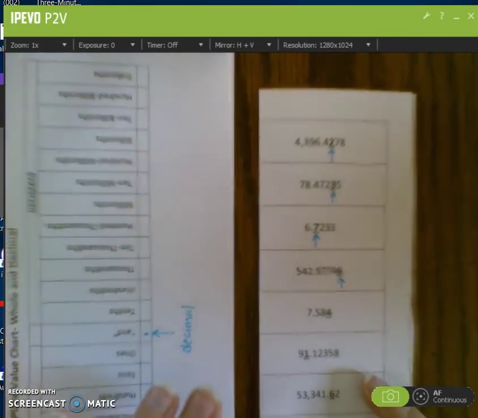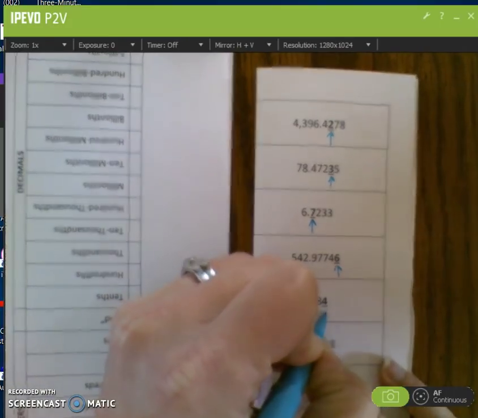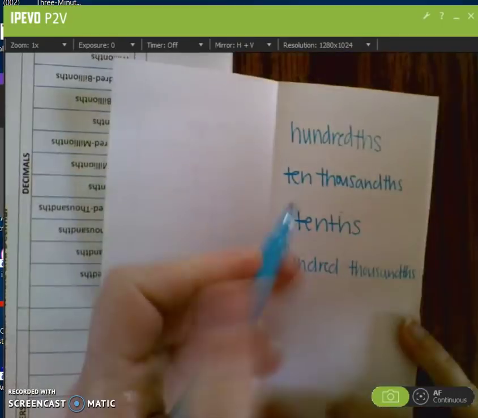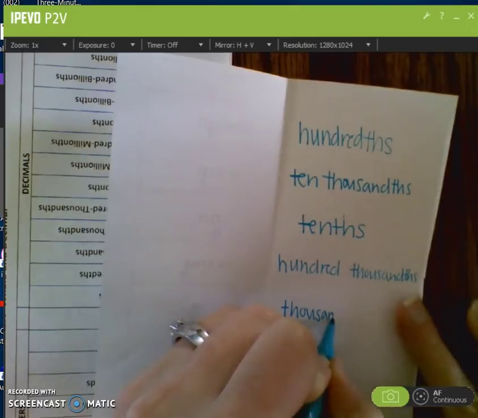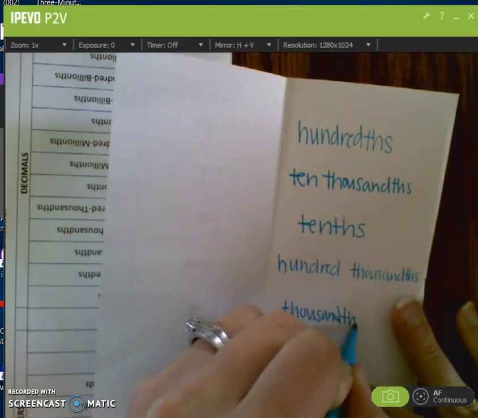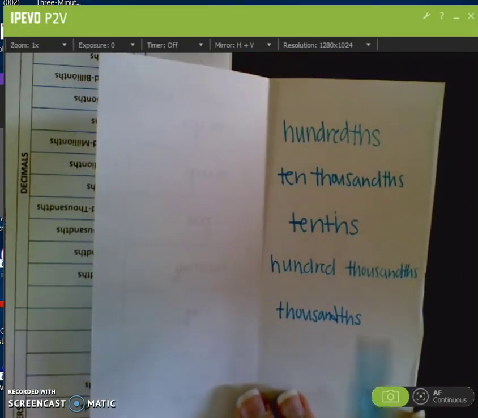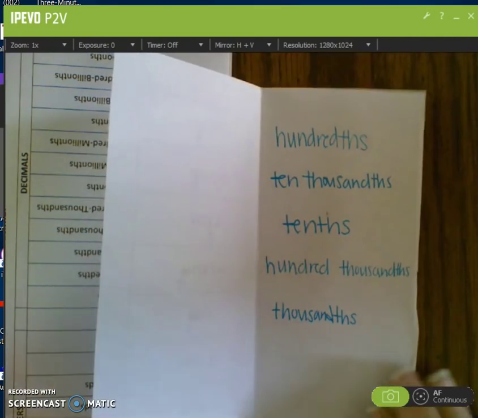The next one is 7 and 584 thousandths. The 4 is in the furthest place value. Again, we've got tenths, hundredths, thousandths. And so that is in the thousandths place value. And I would just remind you to make sure that you put the "ths" at the end so that we understand it's not the thousands place, but the thousandths place.